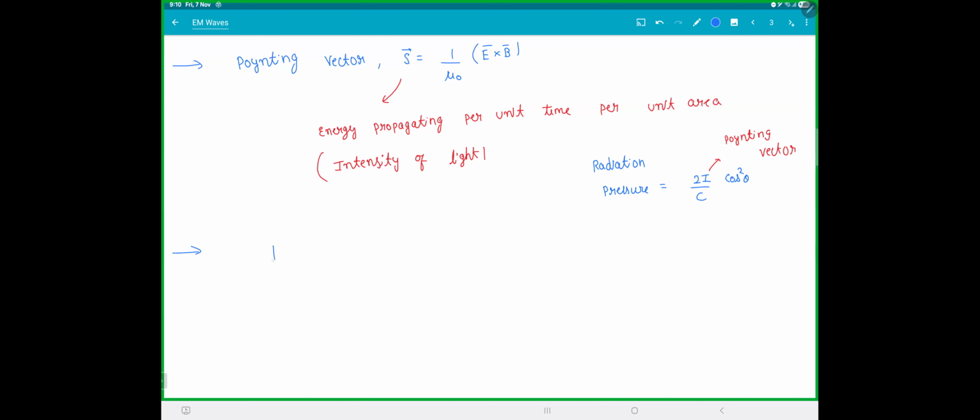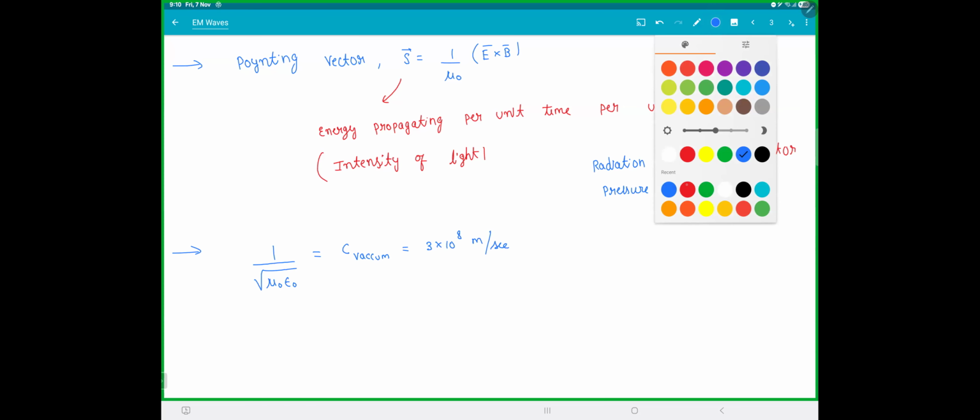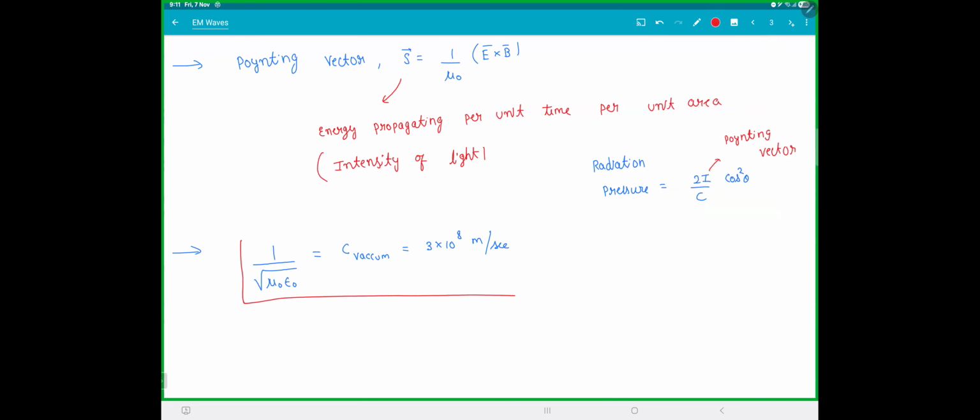The next one, this is another important one. I showed you this before also. 1 by root over mu naught epsilon naught is equal to C in vacuum. Quite useful. Comes a lot. They also ask in units and dimensions: find the dimensions of mu naught into epsilon naught. Anyone remember how to find the dimensions of mu naught? Which formula will you use to find the dimensions of mu naught?